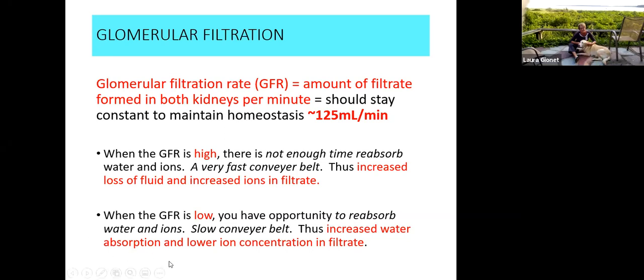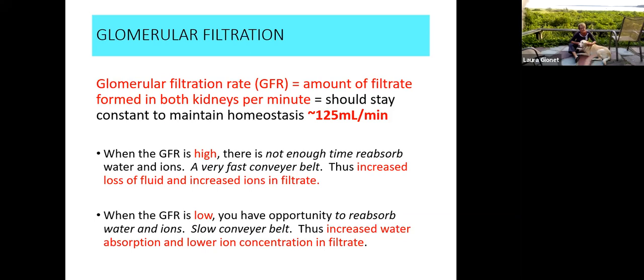When the glomerular filtration rate is lower than normal, you have the opportunity now to reabsorb more than maybe you should, more water and more ions. It's a slow conveyor belt. So essentially you kind of pick it dry of so much of the material there. Thus, you have increased water absorption and ion absorption, less going out in urine.